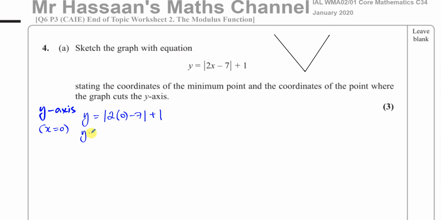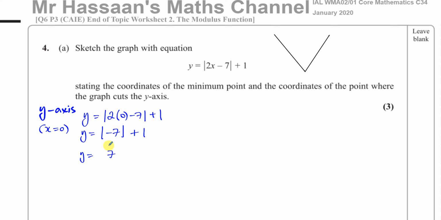Here we need to understand what happens when we have a modulus. 2 times 0 is 0, minus 7 is negative 7, but that negative 7 is within the modulus bracket. That means the output of anything inside a modulus bracket will always come out positive. If it was 7, it would come out 7. But it's negative 7, and it also comes out 7. Anything that comes out of a modulus will be the same value, but positive. The same magnitude.